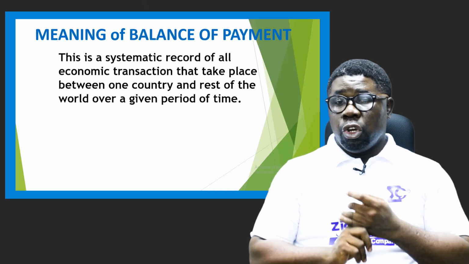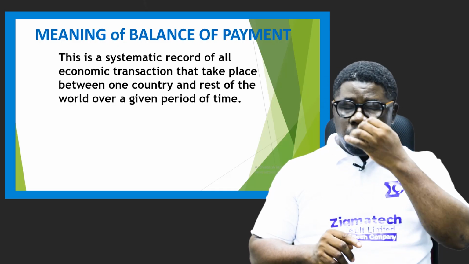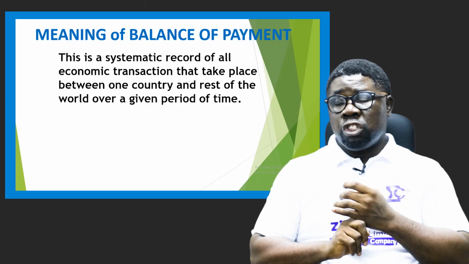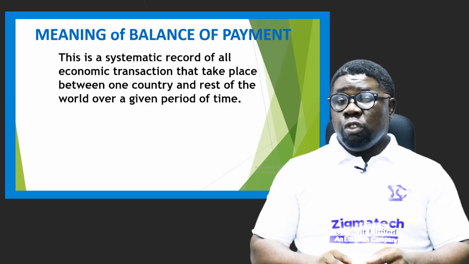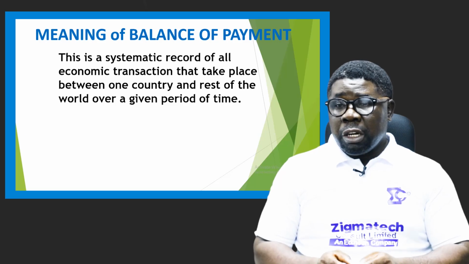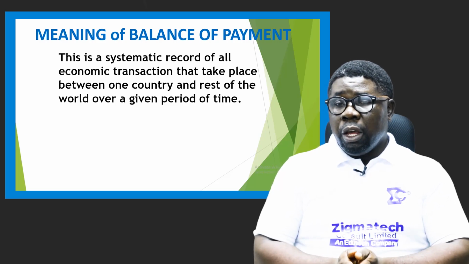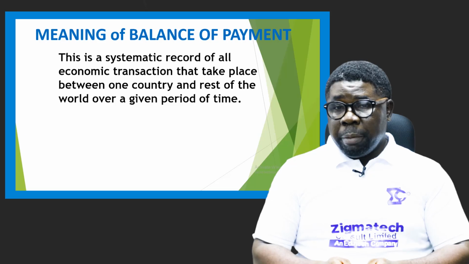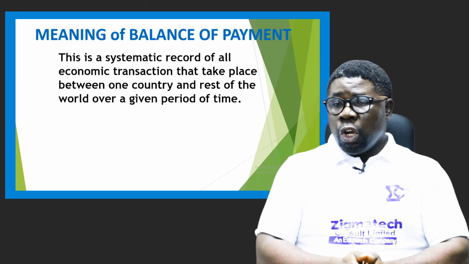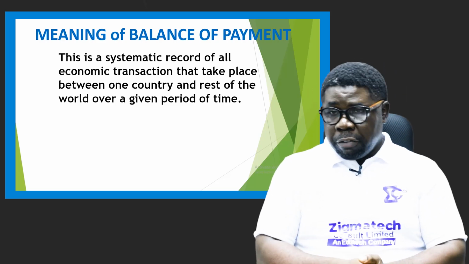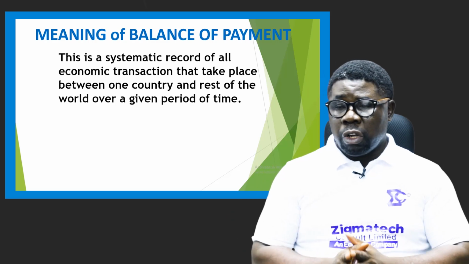Invisible items. When you put them together, the amount you earn for exporting visible and invisible items to other countries and the amount you pay for importing visible and invisible items put together tells you the balance of payment. You can have it as favorable or what? Unfavorable. You can have surplus or deficit, all right? So whichever term you want to use, you can go the same way.